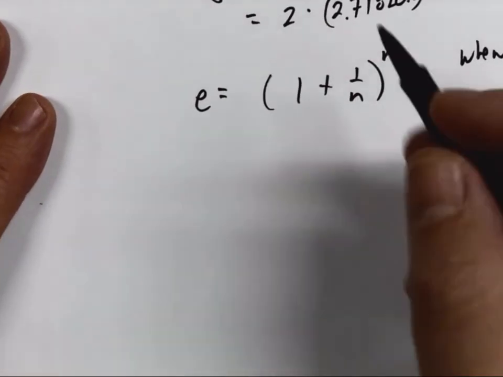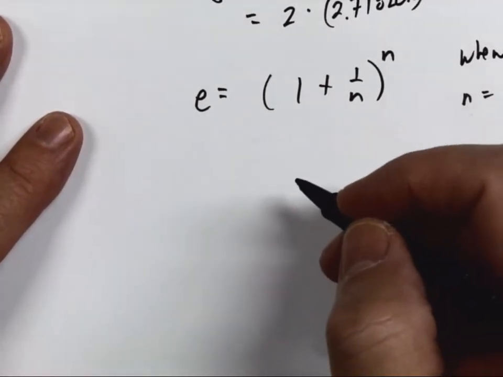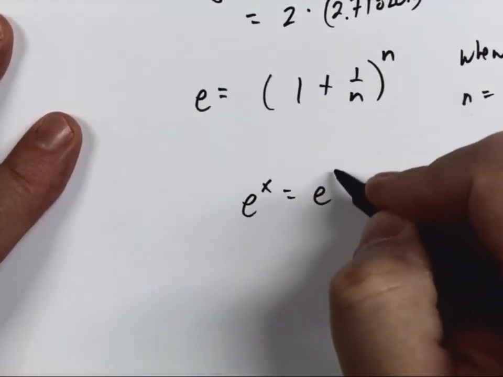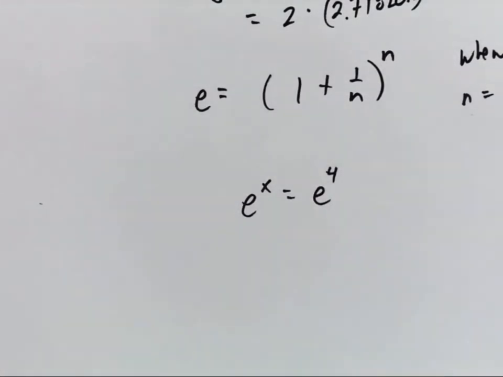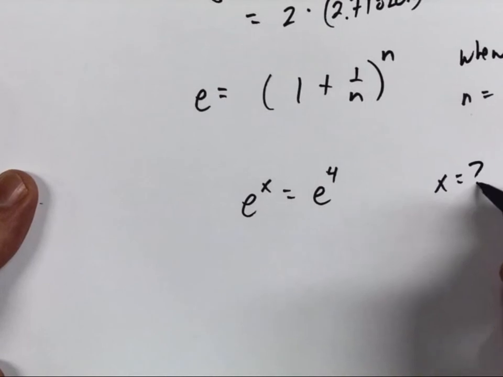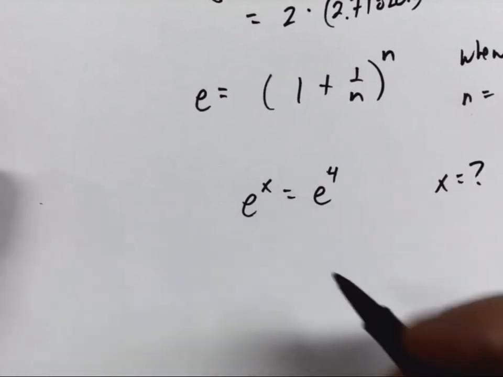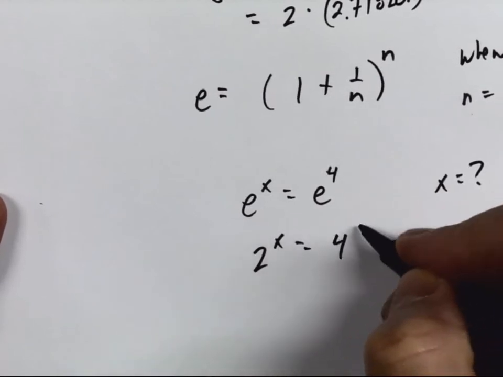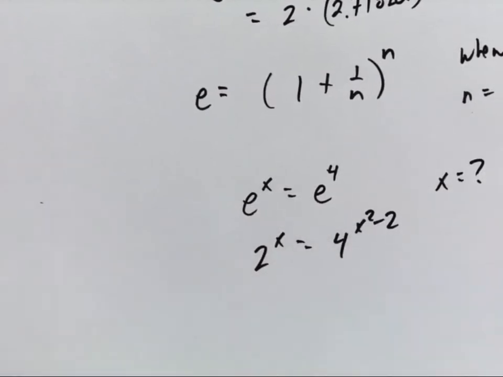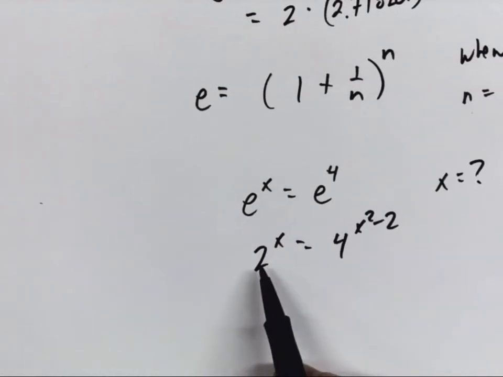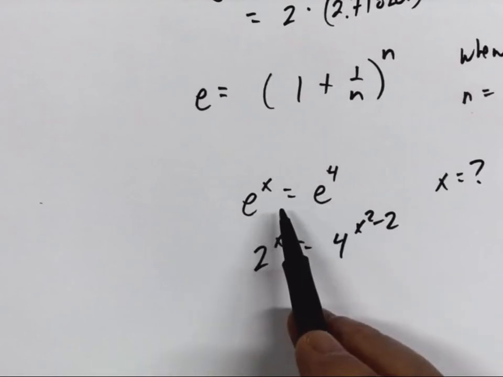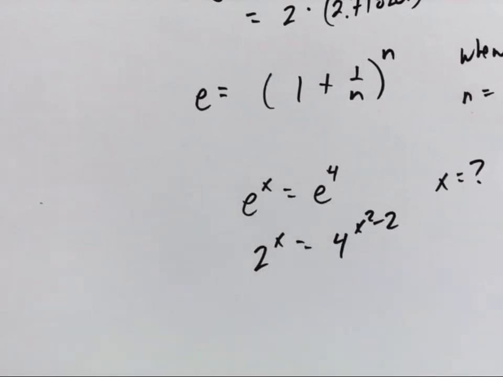So in the next section, we're going to be solving problems like this. E to the x equals e to the 4. Along with problems like this, notice here, what are my bases? 2 and 4, numbers. What's my base here? E. Although e is a number, it's just a special number.